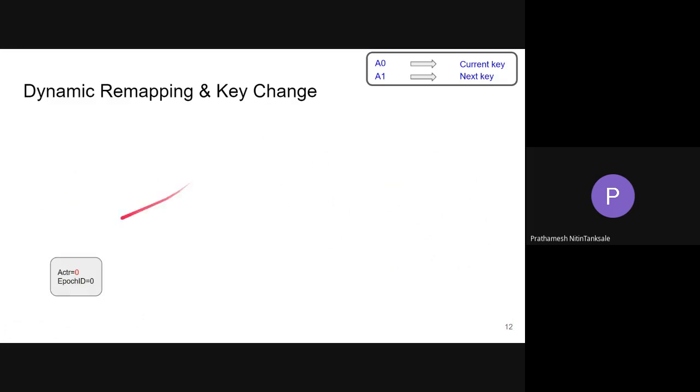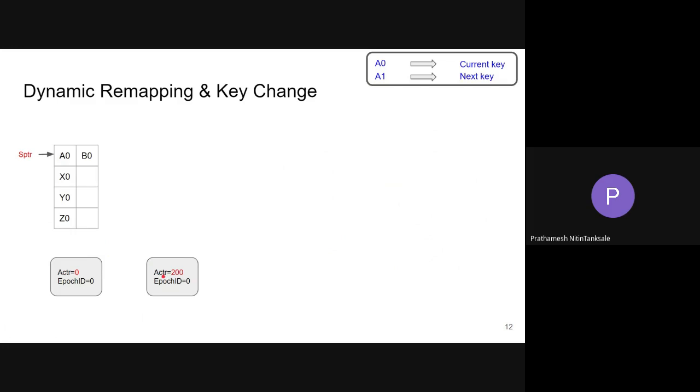So let's see. This is the particular set associative cache, this is the initial status. Here A0 means it is mapped with the current key, and whatever has subscript 1 means it is mapped with the next key, right? Now the counter value is 0 and we are in the first epoch ID, right? And let's say the set pointer is at the beginning. So nothing will happen, right?